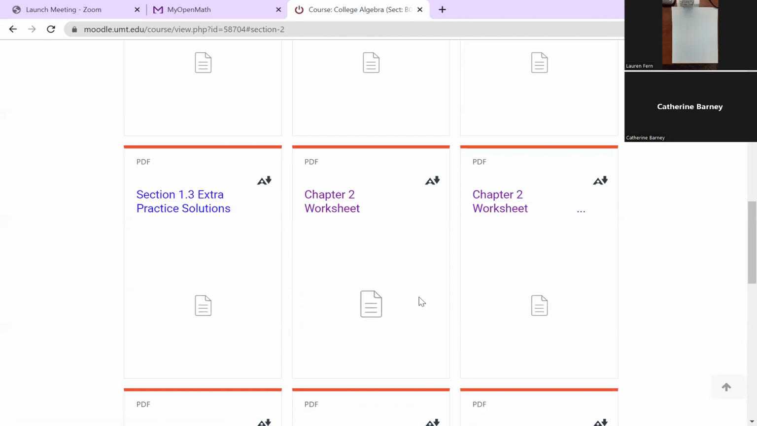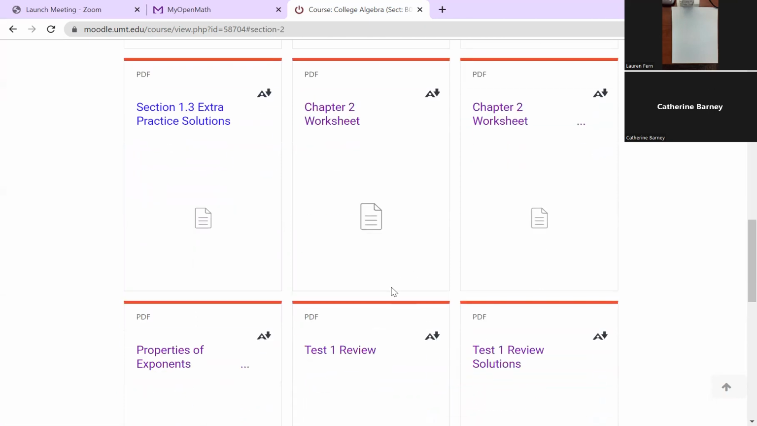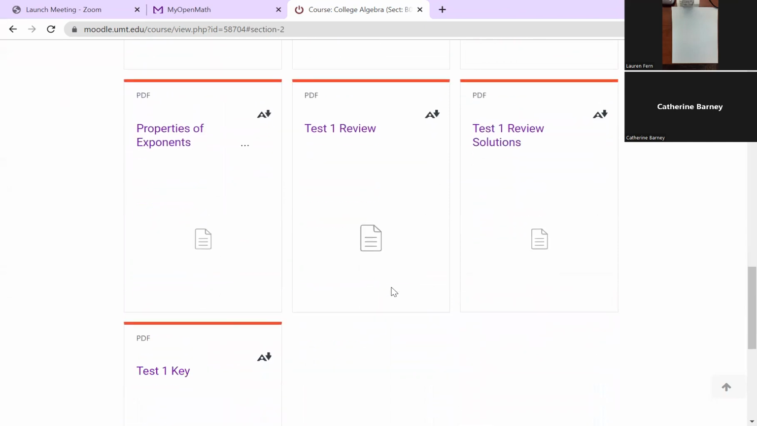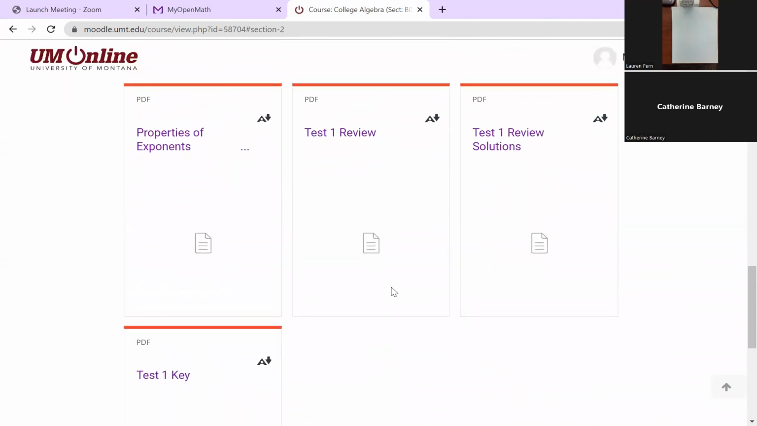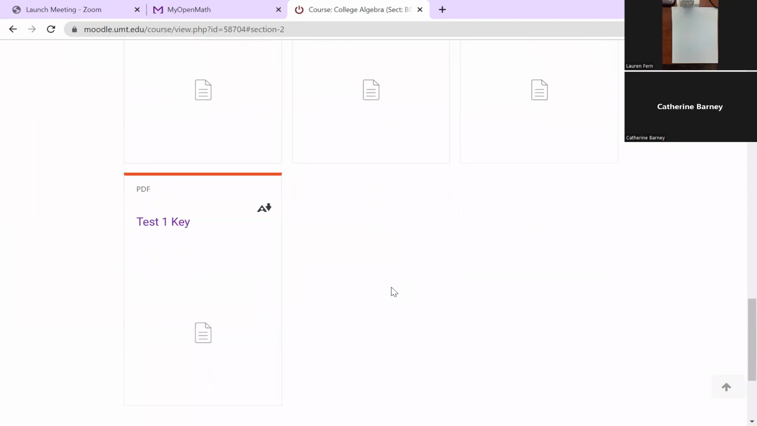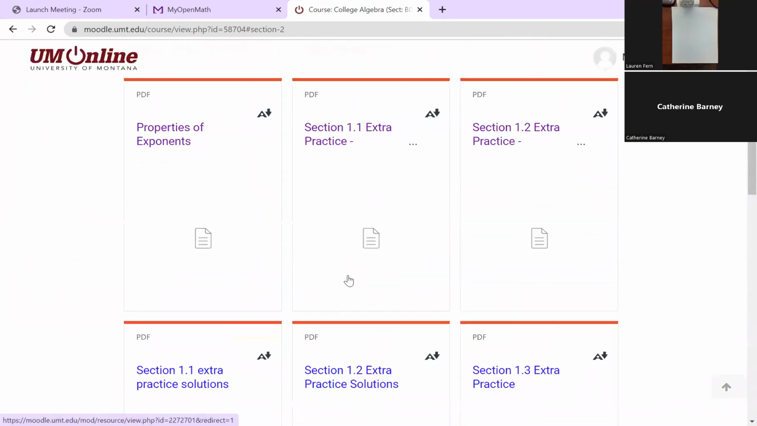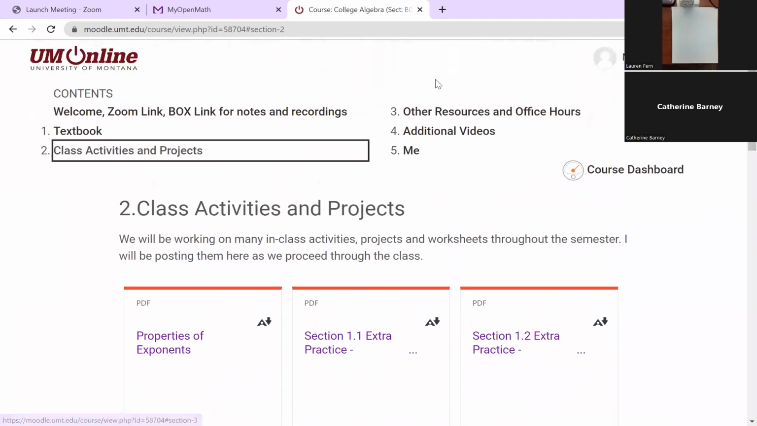Okay, so here's the worksheet in case you want to see it. Wow, look at all these other things that we have here. Oh, here's the review and here's the answer key to test 1, all these things. Cool.